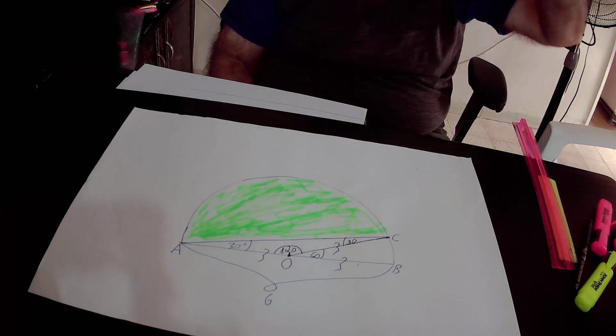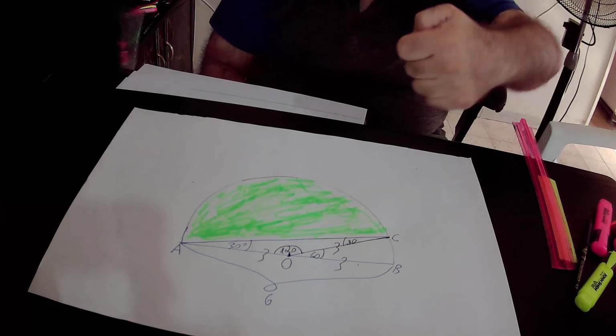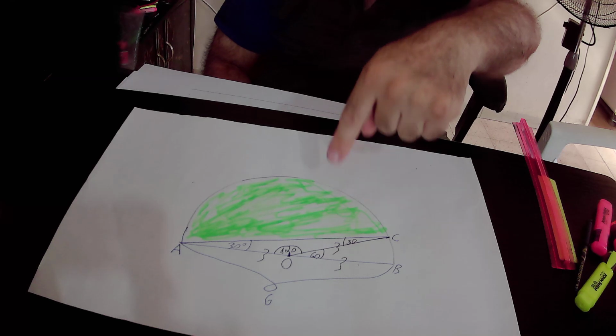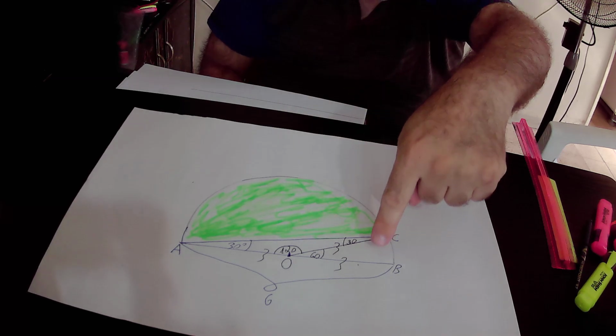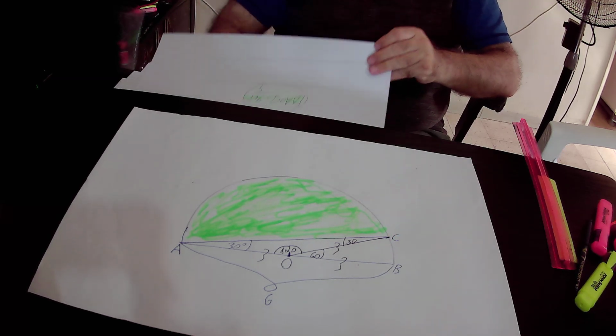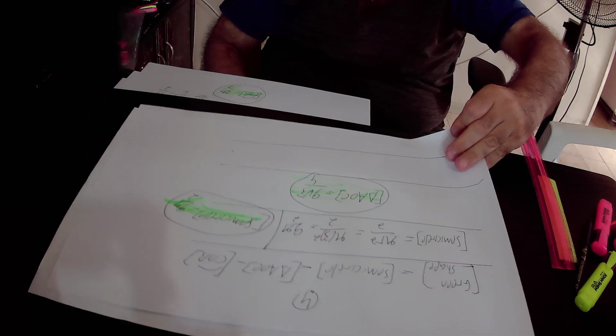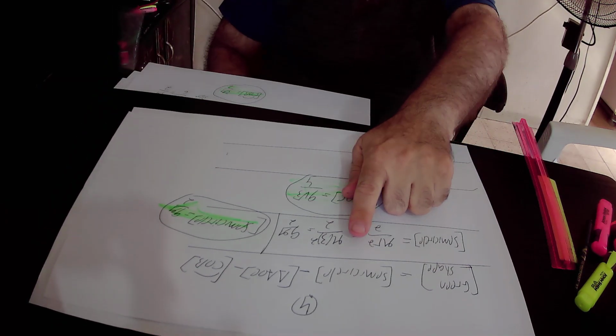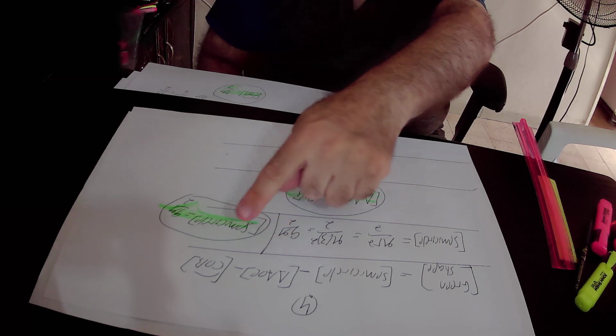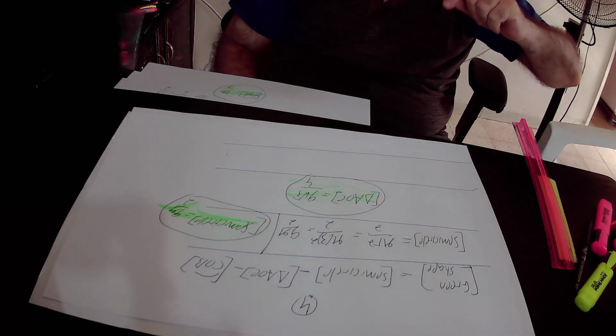Again, the area of the green shape according to the second method equals the area of the semicircle minus the area of triangle AOC minus the area of sector COB. Repeat again, according to the second method, the area of the green shape equals the area of the semicircle minus the area of triangle AOC minus the area of sector COB.